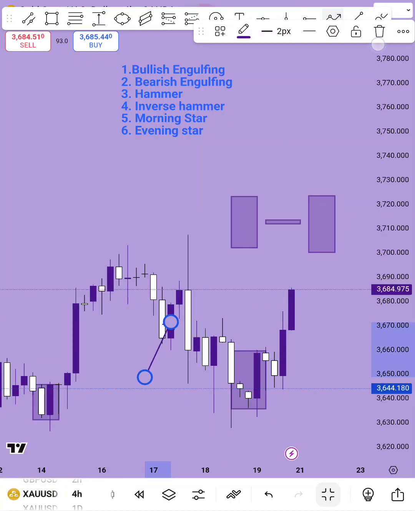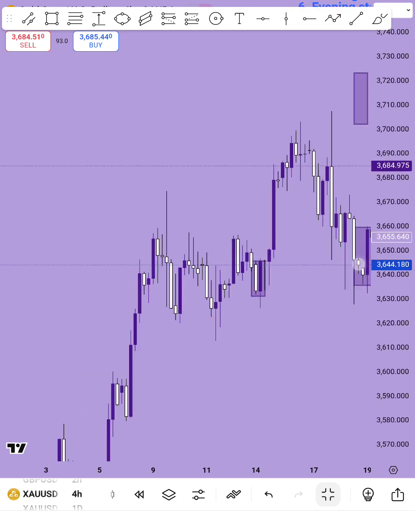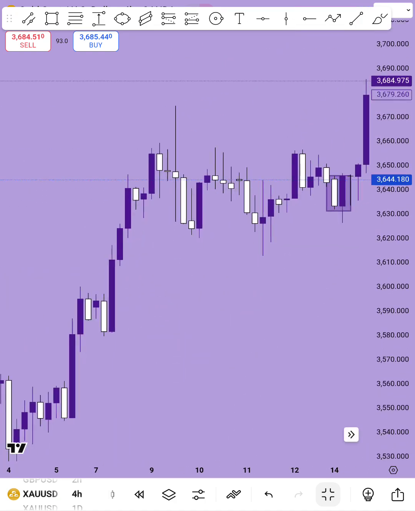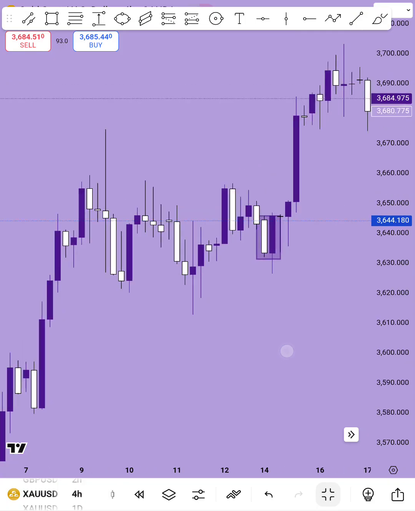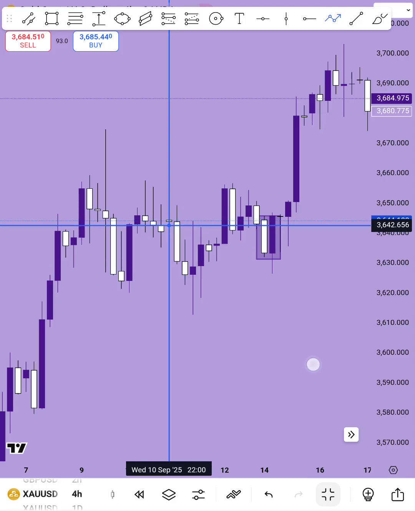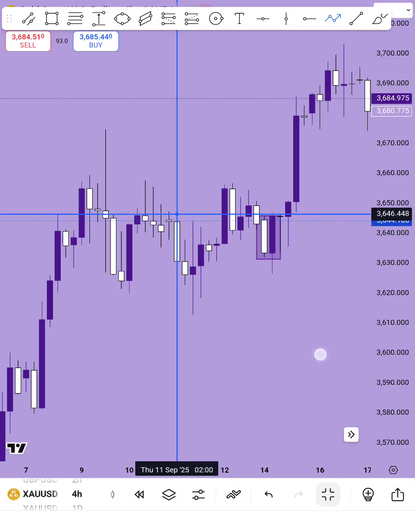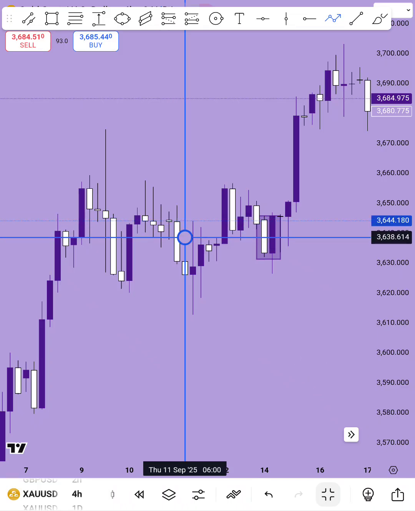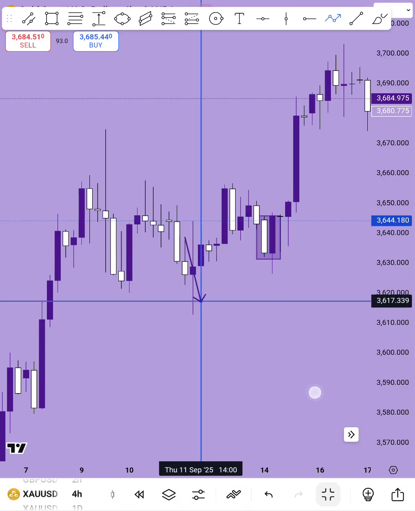I want to look for a perfect evening star for us. This is a perfect evening star. These three candlesticks are a perfect evening star. Then after these candlesticks formed, what happened? This is a bearish candle. This is an indecision candlestick, and this is a bearish candlestick. Then after that, the market did what? The market pushed down, right? That's just how candlestick formation is.